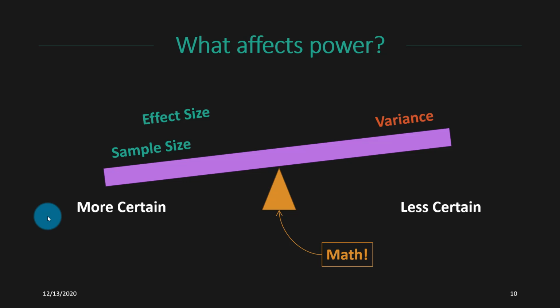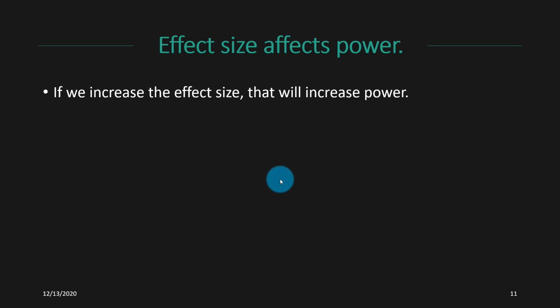So what are the factors that affect statistical power? Not surprisingly, they're all the factors that we've talked about in our previous videos so far, right? We have effect sizes and sample sizes that are going to tilt this toward more certain, and variance in the data that is going to tilt this toward less certain. And then there will be a fulcrum, which are the values that we set for our inferential statistics that determine just how certain we need to be before we make a statistical decision.